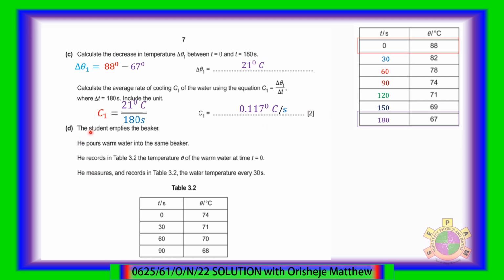Now the student empties the beaker and pours warm water into the beaker. This time, he records the temperature of the water. It started with 74, and this time the water is not as hot as the first one he did. So he times it again every 30 seconds. In the first 30 seconds, it dropped from 74 to 71, so it dropped by 3. Then between 30 and 60, it dropped by 1. So you see that the cooling rate of this one is lower than when the water was hotter.